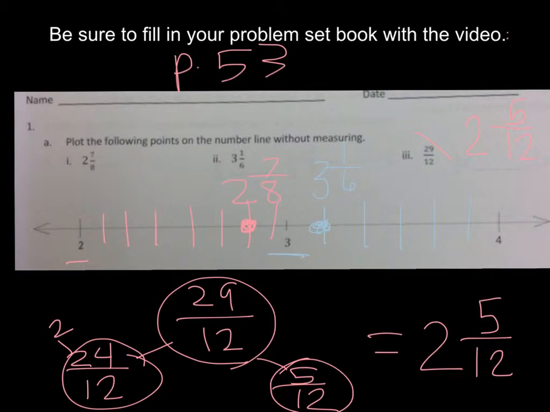Now I need to plot that. So I go to 2, and now I need to break it into 12 pieces. Now that I have divided this into 12ths, I will select the 5th mark. This is where I will plot 29/12.